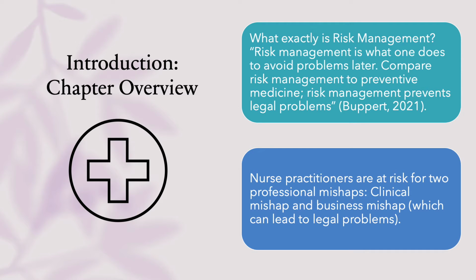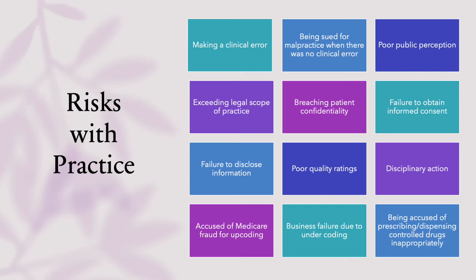However, if a patient ends up being harmed due to a clinical error, then that's when the legal problems can occur. The book goes on to discuss 12 main topics that a nurse practitioner is at risk for when they start practicing or start their careers. These include making a clinical error, exceeding their legal scope of practice, failing to disclose important information to the patient, being accused of Medicare fraud, business failure due to undercoding, poor quality ratings, breaching patient confidentiality, being sued for malpractice when there was actually no malpractice that occurred, poor public perception, failure to obtain informed consent, disciplinary action, and being accused of prescribing or dispensing controlled drugs inappropriately. So as you can see, there's definitely a lot of things that we will have to pay attention to as we start our careers.